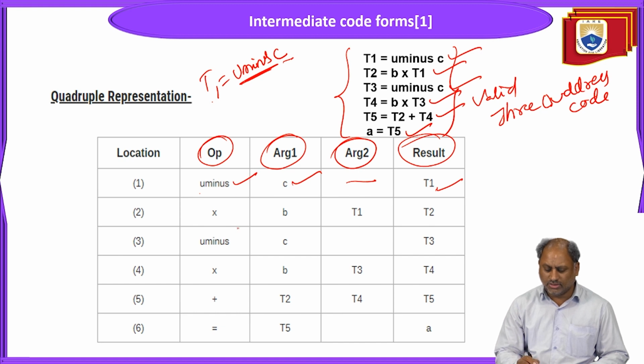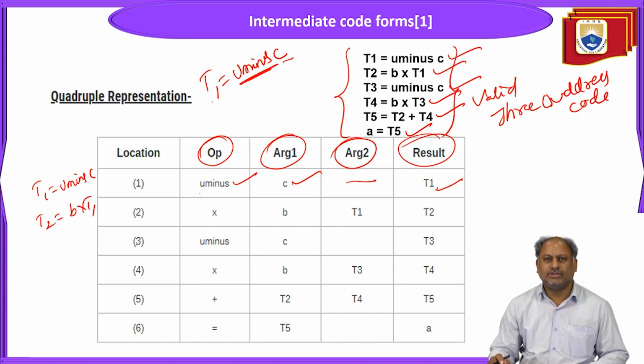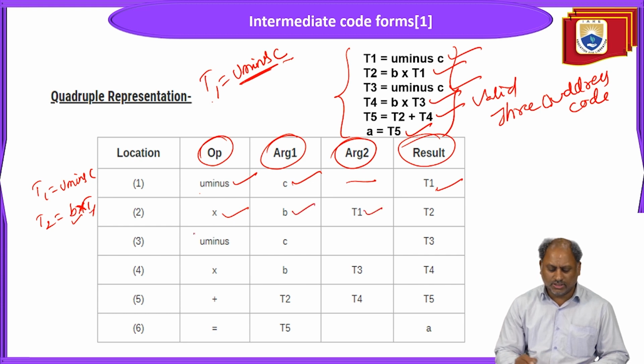Like that we write the first row for the expression T1 equal to unary minus C. Then for the second row, consider the second expression T2 equal to B into T1. In this expression, what is the operator we are performing? The into operation, so that is listed in the operator column. And what are the arguments? B is one argument, T1 is another argument, and the result is stored in T2. So that's why we have written T2.